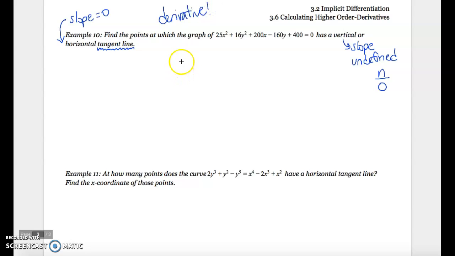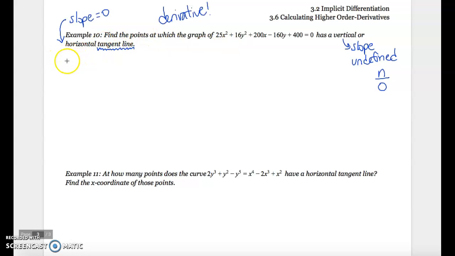If I haven't guessed yet, a lot of calculus has to revolve around the derivative. So we're going to find our first derivative of this, and then when we want to find the points where it has a horizontal and vertical tangent line, basically we're going to set our derivative equal to 0 to find the points where you have a horizontal tangent line, and then we'll set the denominator of our derivative equal to 0 to find the points where your graph has a vertical tangent line. So let's do it. Let's go ahead and find our derivative here.